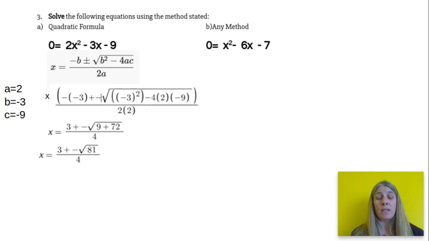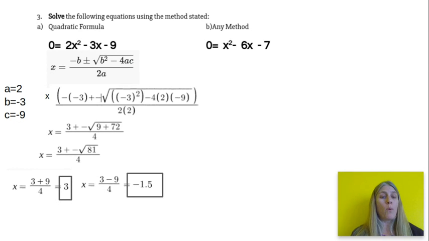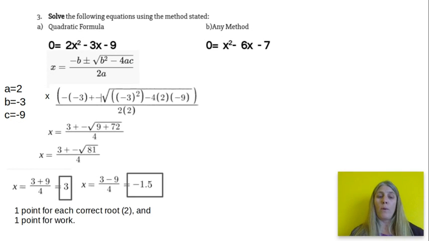We're now going to split it into 2 separate problems, one with 3 plus the square root of 81 and one with 3 minus the square root of 81. So we have x equals 3 plus 9 divided by 4, which is 12 divided by 4, which is 3. So one of our roots is at 3. And we have 3 minus 9 divided by 4, which is -1.5. So those are our 2 answers. You're going to get a point for each of those and a point for your work. So that part is worth 3.